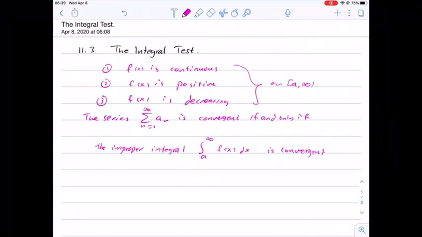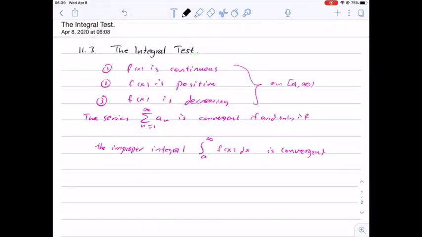In this video we talk about the integral test. In the previous video we learned how to find the sum of a geometric series, telescoping series, and some other series. In general, it's difficult to find the sum of a given series, so we will use several tests to determine if a series is convergent or divergent without explicitly finding the sum. The first test that we will learn is the integral test.